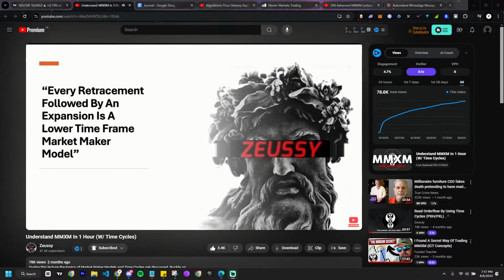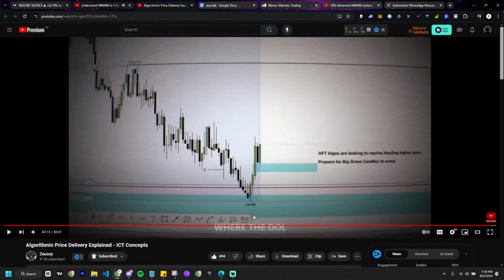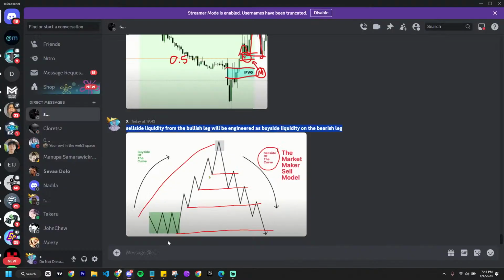Every retracement followed by an expansion is a lower time frame market maker model. Exactly. You might be wondering, what does that exactly mean? What does this look like? I understand that if you're completely new to trading and if you're completely new to ICT concepts in general, such a quote can be rather confusing. You might not be able to imagine it in your mind.